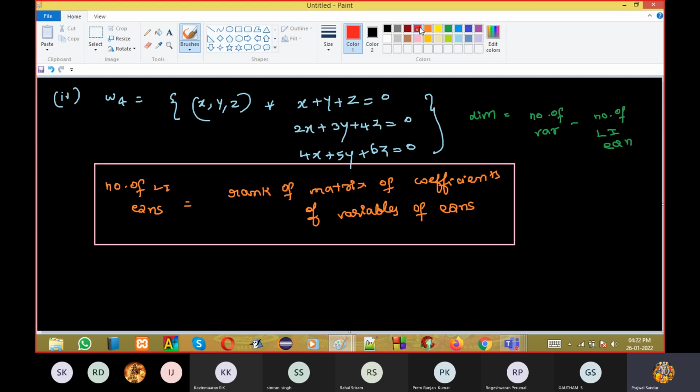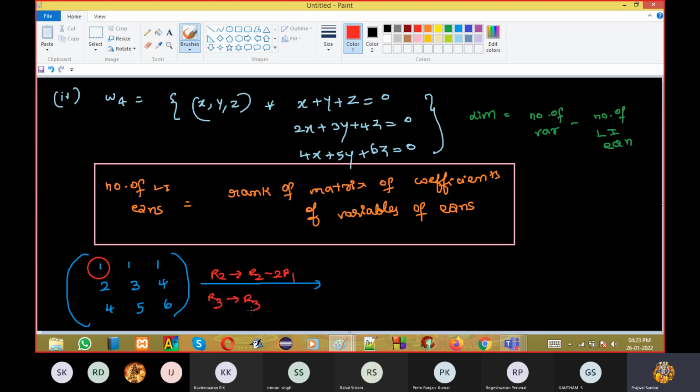Okay. So what you're doing is you take a matrix, write all the coefficients like this. Look at this. Write all the coefficients: 1, 1, 1, 2, 3, 4, 4, 5, 6. And now your work is to reduce it to row echelon form. I hope you know what row echelon form is. Ma'am has done the class multiple times. So what I'm doing is I'm keeping this as reference, and now I'm doing R2 implies R2 minus 2 R1. I'm doing R3 implies R3 minus 4 R1.